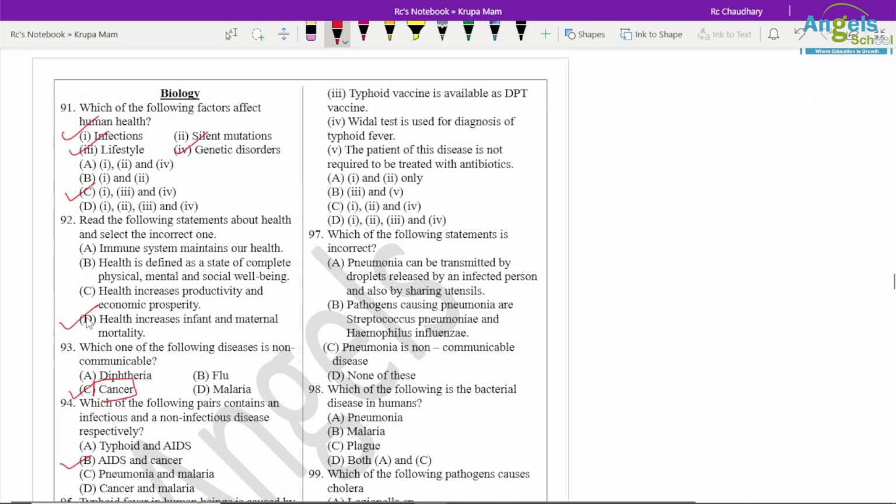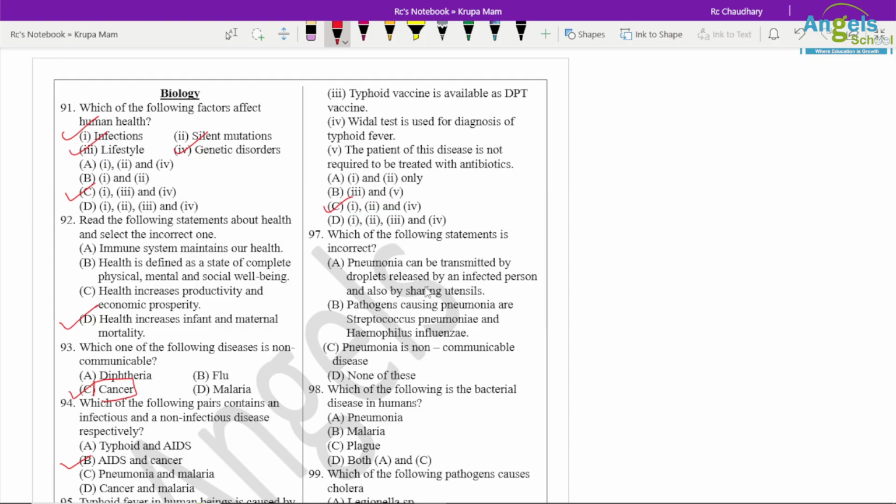Typhoid vaccine is available as DPT. So DPT is the diphtheria vaccine. Vidal test is used for diagnosis. Right option. A patient of this disease is not required to be treated with antibiotic. Wrong option. Bacterial disease है तो antibiotic से treat होंगे. So only 1, 2 and 4. C option is correct.